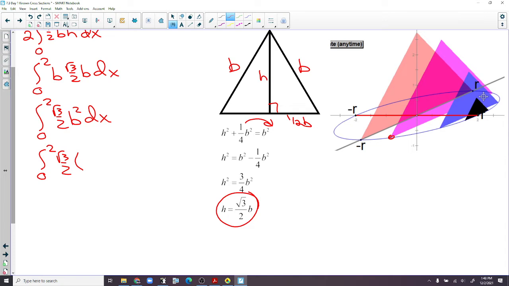Well, it's all the way across again. Just like the square, the base of the triangle goes from the bottom of the circle all the way to the top of the circle. So that's 2 times the square root of 4 minus x squared dx. There we go. We got it set up. That's most of the battle right there.